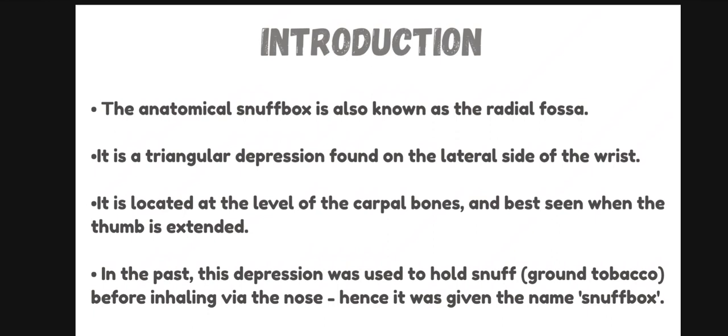In the past, this depression was used to hold snuff or ground tobacco before inhaling via the nose. Hence, it was given the name snuff box. So, what we get to know? First of all, the anatomical snuff box is also known as radial fossa, and it is a triangular depression found on the lateral side of the wrist. It is located at the level of carpal bones and best seen when the thumb is extended.